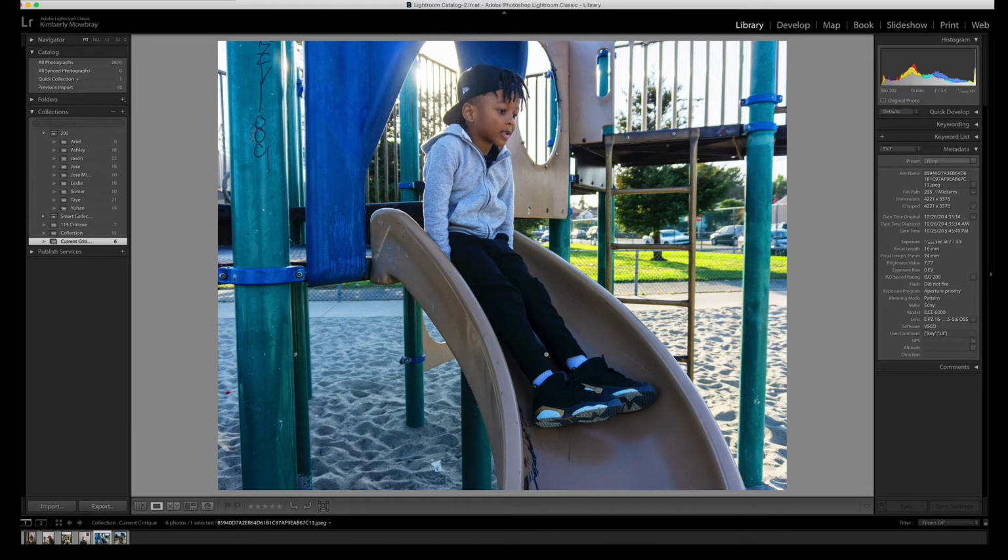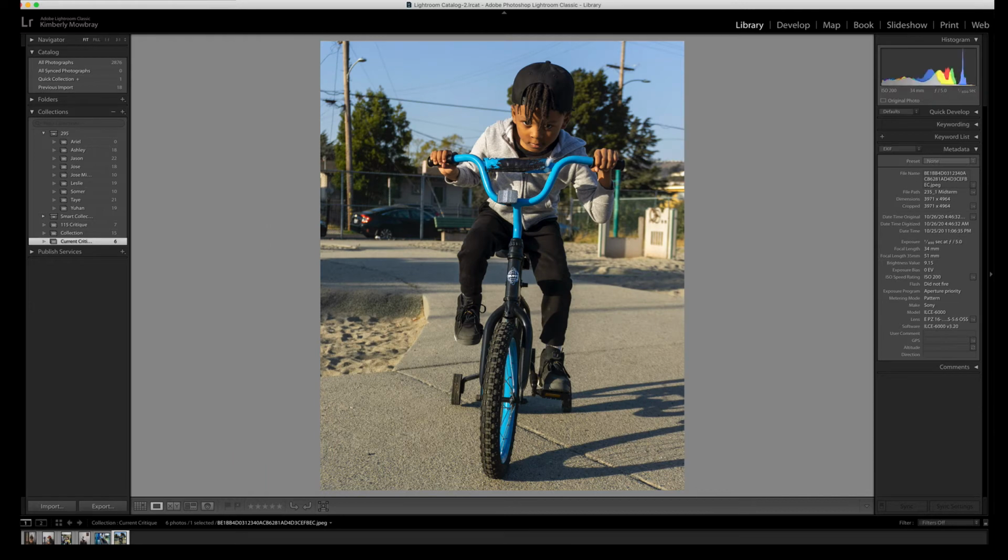Let's start off looking at them technically. Your settings look good in both of them, but they're both shot in aperture priority mode. So I would encourage you to always shoot images in manual mode so you have full creative control. And then looking at this image, I think opening up your aperture more would help this image.